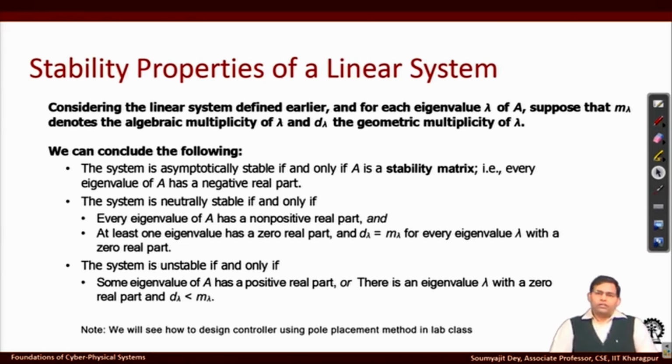Of course, for that the necessary and sufficient condition is that the eigenvalues of A must have negative real parts. The system is neutrally stable if and only if every eigenvalue has a non-positive real part and at least one eigenvalue has a zero real part. So this is the marginal stability situation, and the algebraic and geometric multiplicities must be the same for every eigenvalue which has a zero real part.